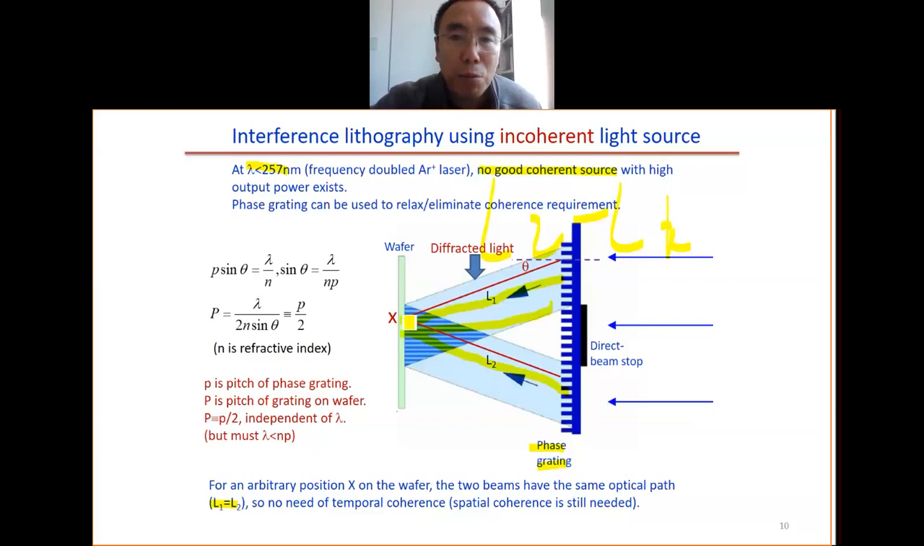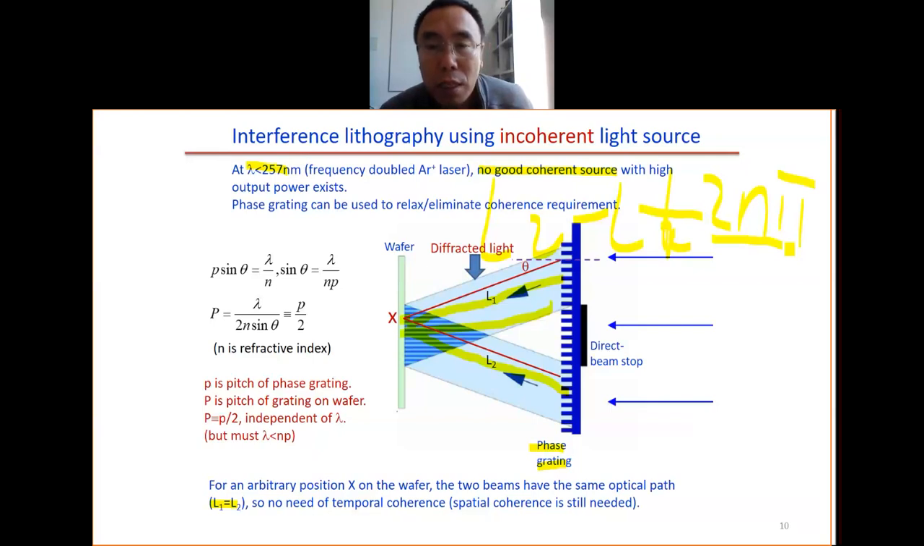The center of the wafer. Any spot here will be L2 minus L1 plus 2nπ. We have an extra term. They are not always the same, but the difference between the different spots is always 2nπ. This term is an integer number of the wavelength, so this term can be ignored. Effectively, we can say that every spot on the wafer, the two branches have the same optical path because they differ by 2nπ.